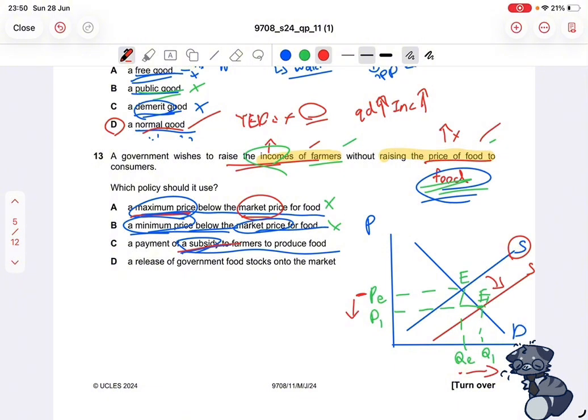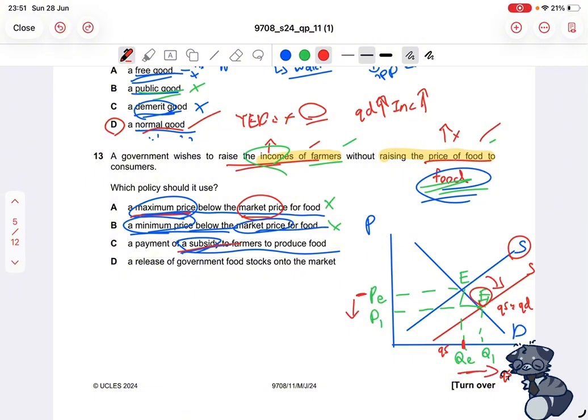Well, the equilibrium point is where the quantity supplied is equal to the quantity demanded. So the value right here can also be considered as the quantity supplied. So the quantity supplied and the equilibrium quantity has increased. So the number of units of food being sold has increased. So that can increase the incomes of the farmers.